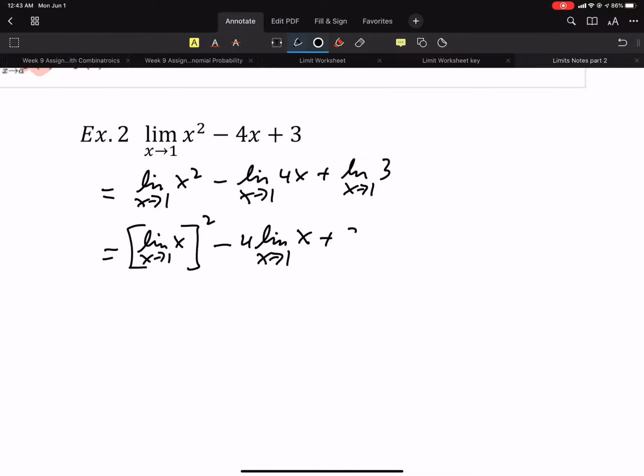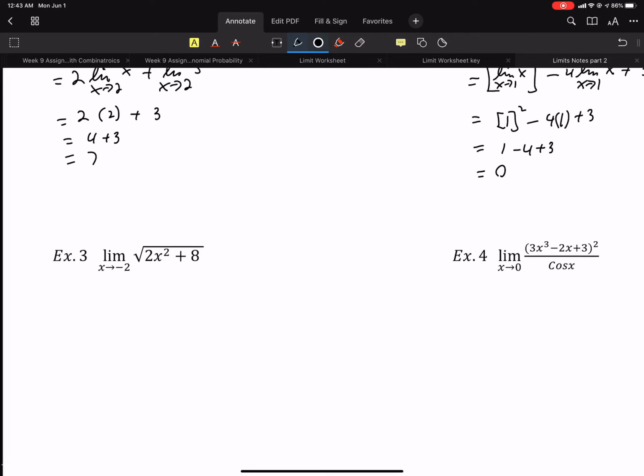And the third one, we know that's 3. We know the limit on the inside is 1. And we pull the constant 4. The limit of x we know is 1. And we get 1 minus 4 plus 3. And that's 0.